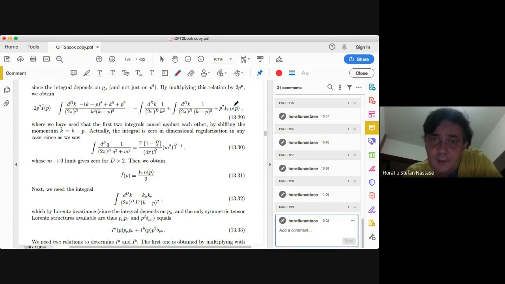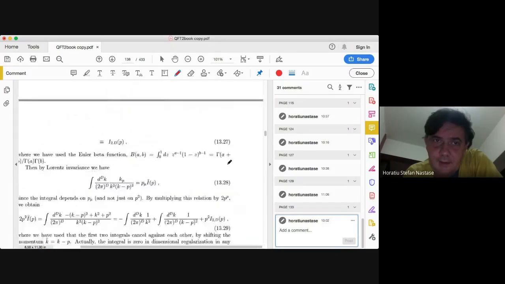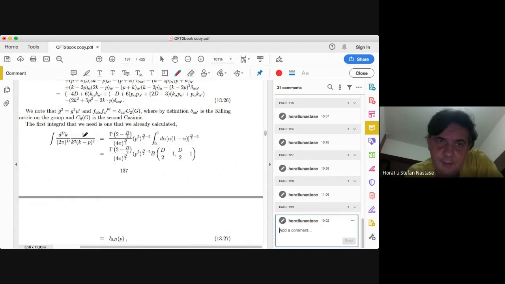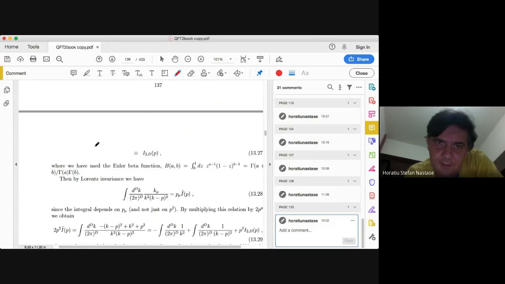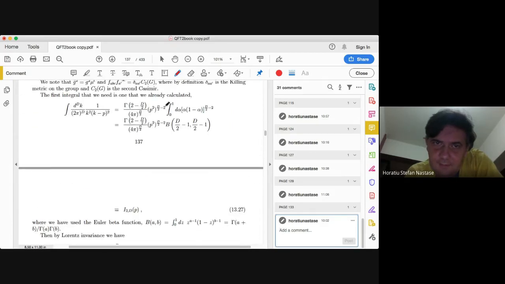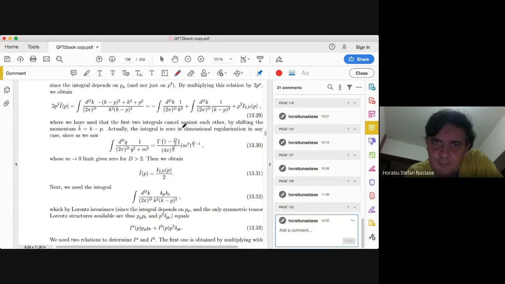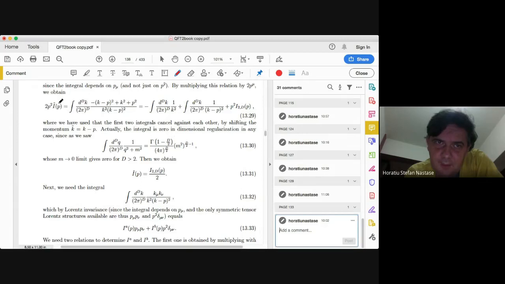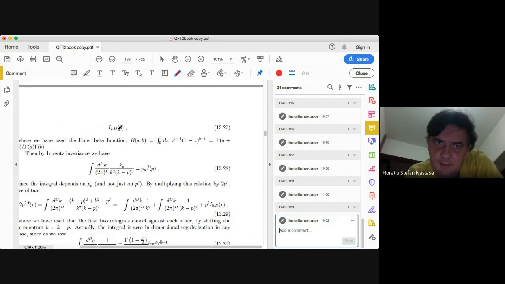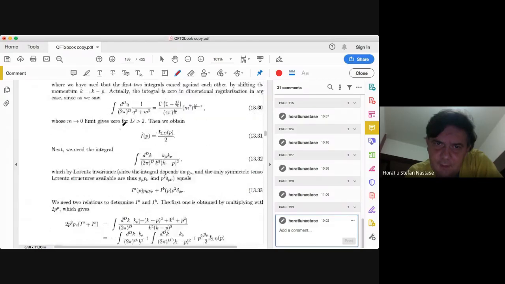But this integral, I already calculated it. This is the first integral, right? So this was 1 over k squared times (k minus p) squared. So I already calculated this thing here. So I know now I tilde as being p squared. So p squared cancels. So I tilde is just 1/2 of this first integral I calculated. All right.